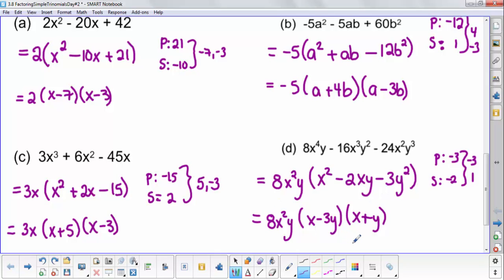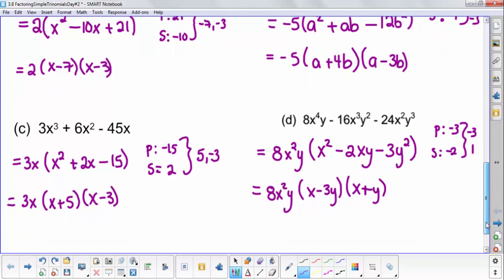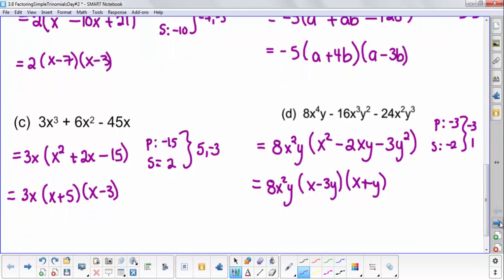Okay, so now that we're finished this question here, hopefully you noticed that you needed to take out an 8, an x squared, and a y, and it left us with still a simple trinomial, but very similar to question B, so remember to tack on that extra variable at the end. Alright, so what we're going to do now is look at trinomials of different form.